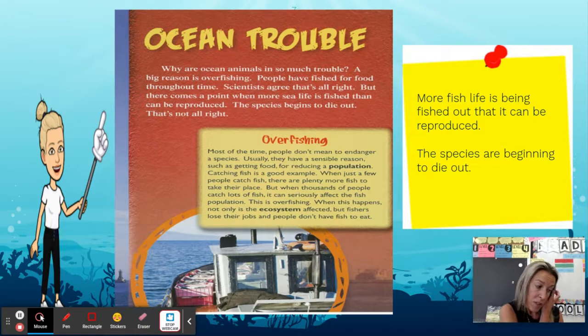Overfishing. Most of the time, people don't mean to endanger a species. Usually, they have a sensible reason, such as getting food, for reducing a population. Catching fish is a good example. When just a few people catch fish, there are plenty more fish to take their place. But when thousands of people catch lots of fish, it can seriously affect the fish population. This is called overfishing. And when this happens, not only is the ecosystem affected, but fishers lose their job and people don't have fish to eat.